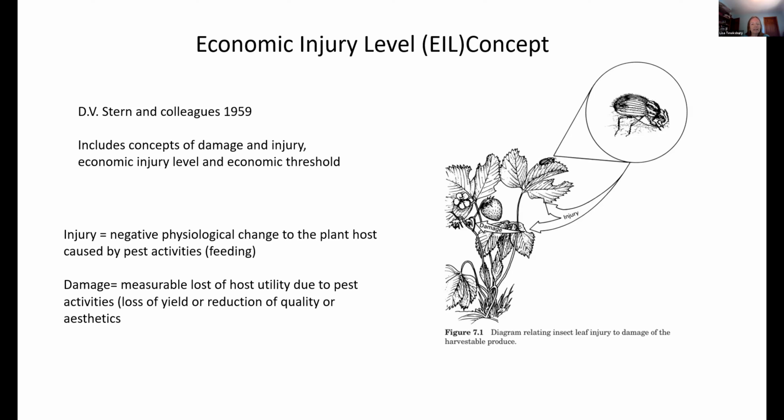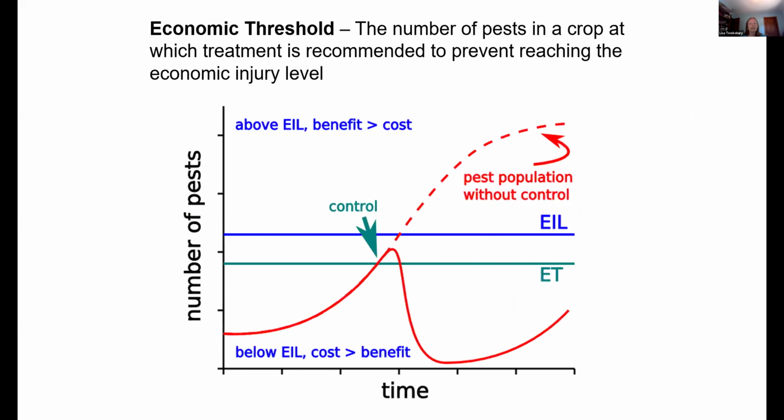So the idea is that you get some negative physiological change to a plant host caused by an insect feeding. And then the damage is some sort of measurable loss of the host due to the pest activities. So for a farmer, it would be some product that we're going to sell. If you have an insect that's feeding on your strawberries or a disease that's made it so that nobody wants to buy your strawberries, then that is obviously going to cause you economic injury.